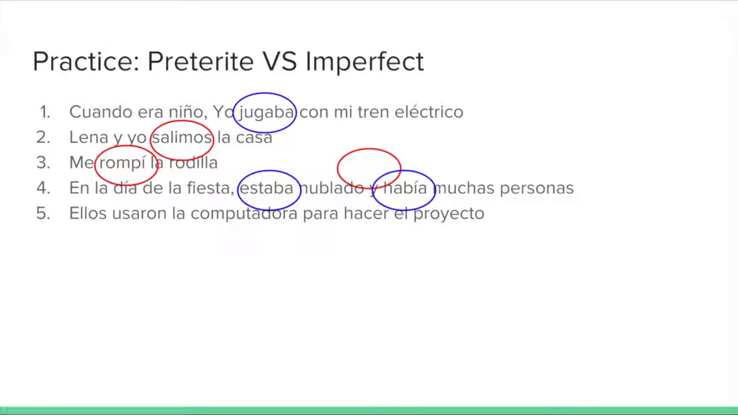And finally, last sentence, "Ellos usaron la computadora para hacer el proyecto."